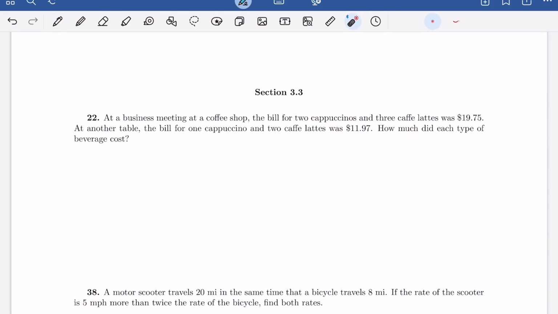All right, so this brings us to section 3.3, where we're going to be looking at applications of systems of linear equations. So we're going to be given some word problems, and essentially we're going to take the information in these problems and create our own systems of linear equations and solve them. So let's look at question 22 here.